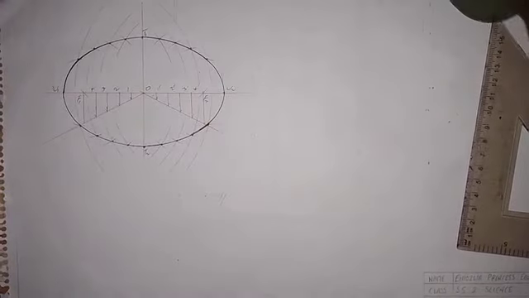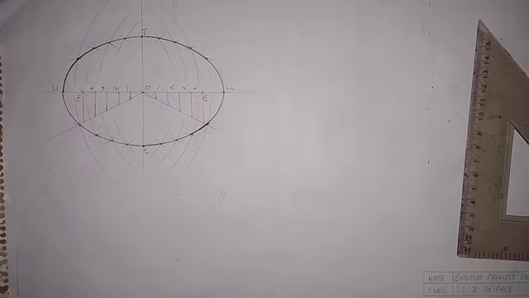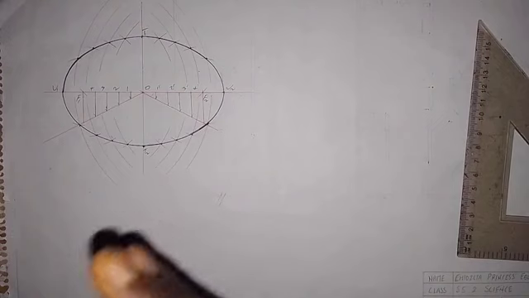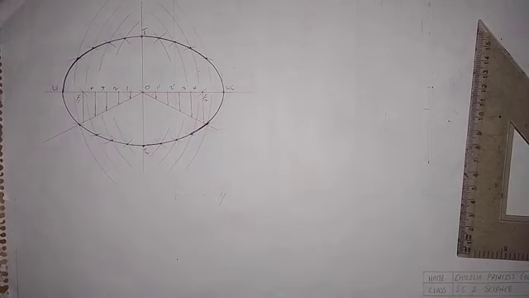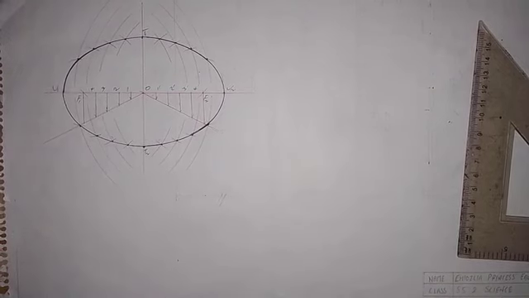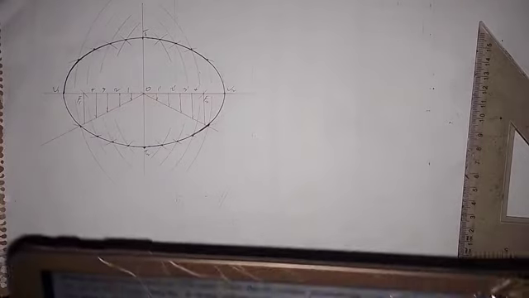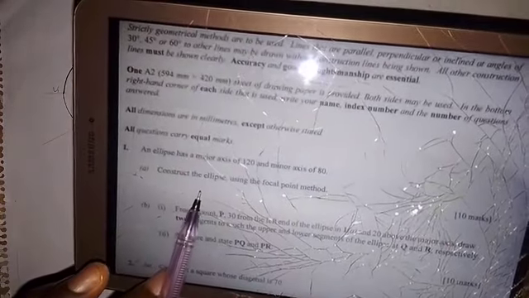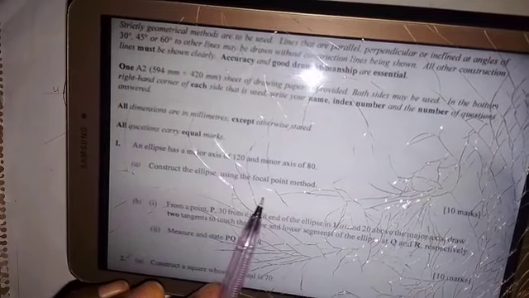Alright, so this is the ellipse. We have constructed the ellipse. So the next thing that we are going to do is that we are asked to construct two tangents on this ellipse. So we are going to do that right now. So we have answered question A that says that we should construct the ellipse using the focal point method. It carries 10 marks, so we have done that.